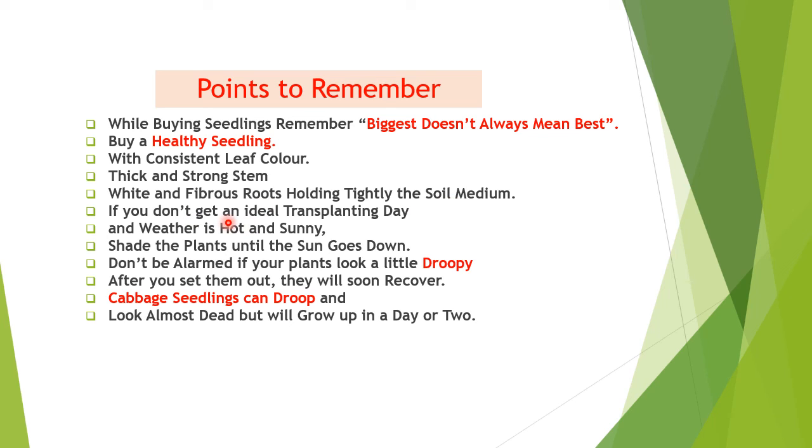If you don't get an ideal transplanting day, that means if you don't have a cloudy day and the weather is hot and sunny, you shade the plants until the sun goes down. And don't be alarmed if your plants look a little droopy after you set them out, they will soon recover. Cabbage seedlings can droop and look almost dead, but will grow up in a day or two.